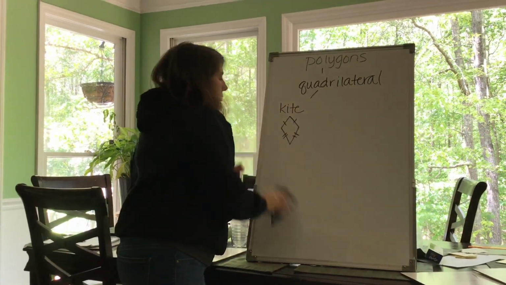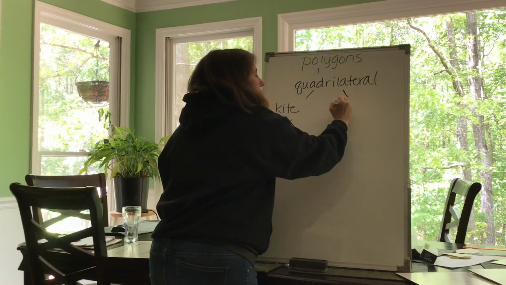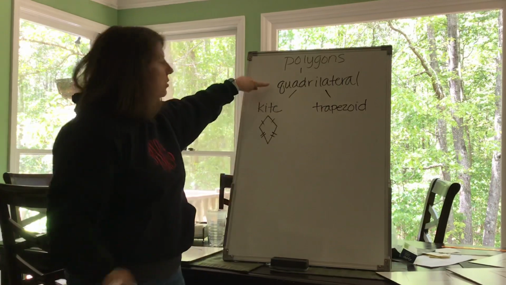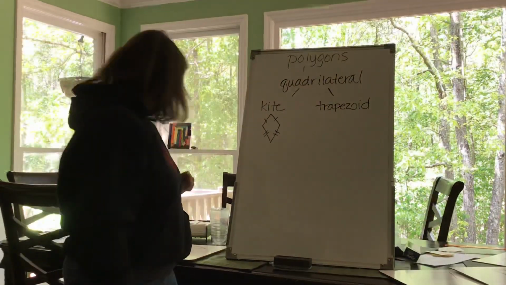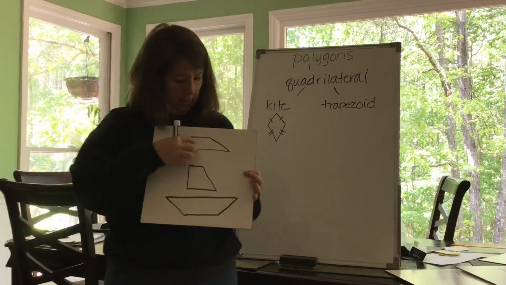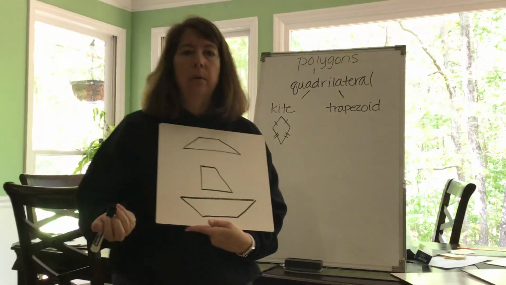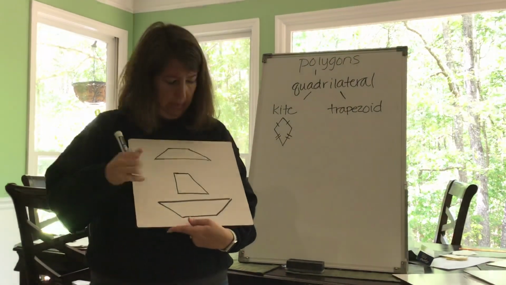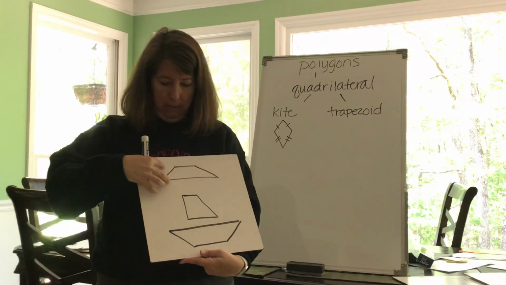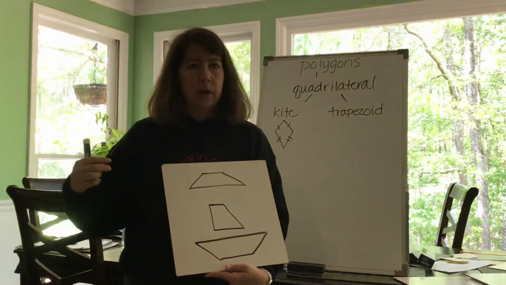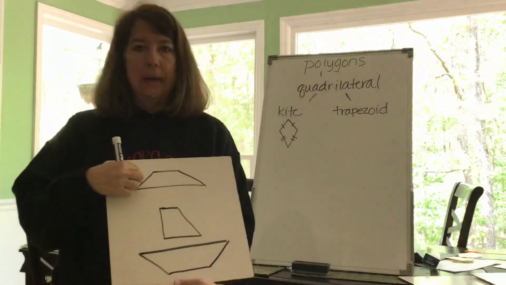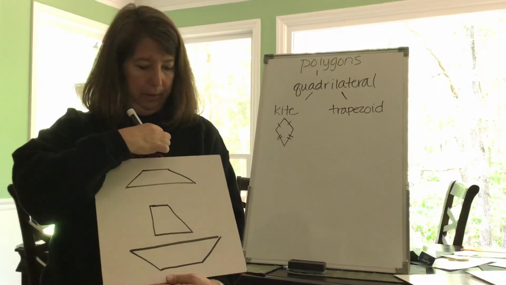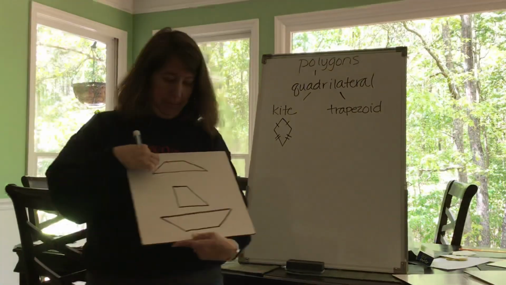A different type of quadrilateral is called a trapezoid. A trapezoid is a quadrilateral because it has four sides, and it has one set of parallel sides. You need to remember that parallel sides are like train tracks, and they would never touch if you extended them out. So you can see that the top and bottom, even if you keep continuing them, would never touch. Those are parallel. The opposite sides here are not parallel because if you continue them, they would cross up at the top here. So this would be called a trapezoid.